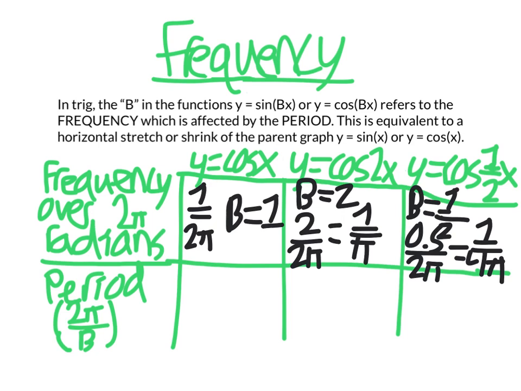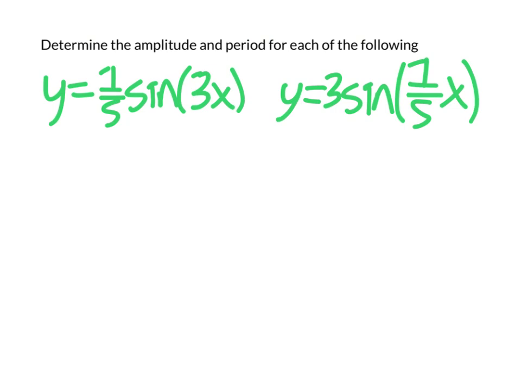Then this gets us the period. Since period equals 2 pi over b, we know that for y equals cosine of x, what's on the bottom is 2 pi, so the period is 2 pi. With y equals cosine 2 of x, a pi is on the bottom, so the period is just pi. And for y equals cosine of 1/2 of x, what's on the bottom is 4 pi, so the period would be 4 pi.